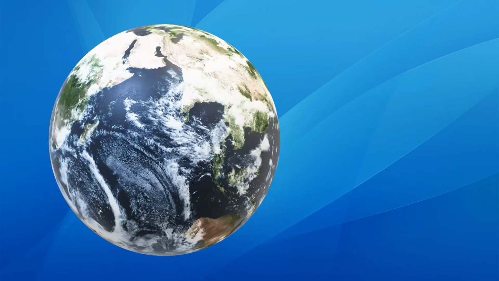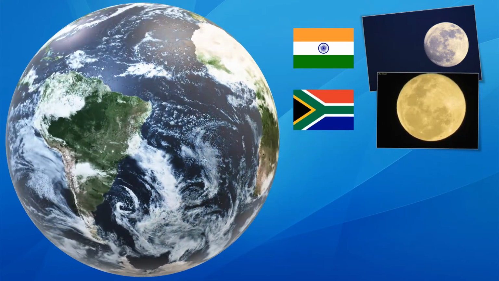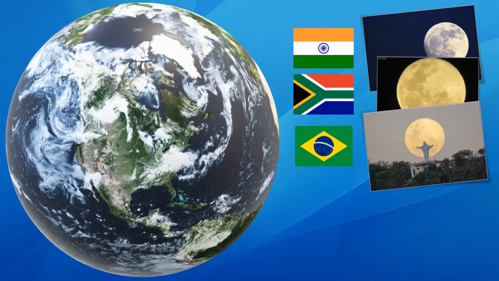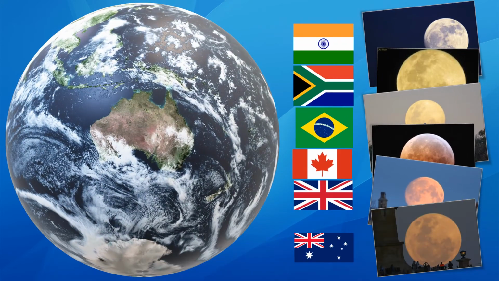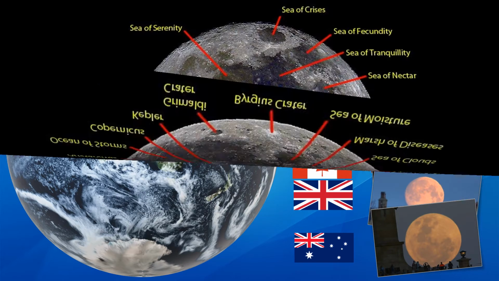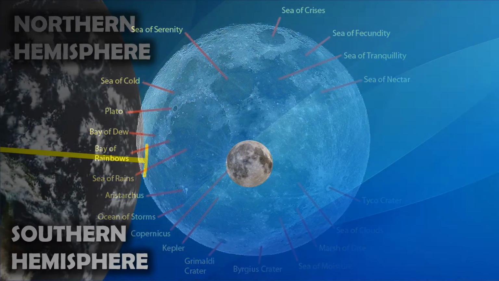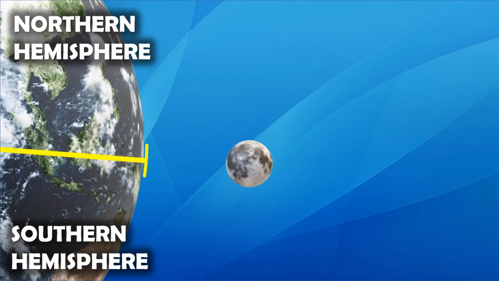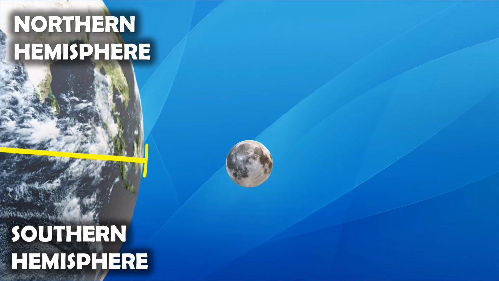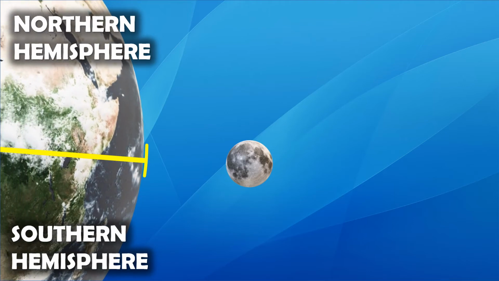That's whether you're in India, South Africa, Brazil, Canada, the United Kingdom, or Australia. Regardless of where you are, the same features of the moon will be visible in your night sky. There is, of course, one major variation. The northern hemisphere sees the opposite view of the moon to the southern hemisphere and vice versa.